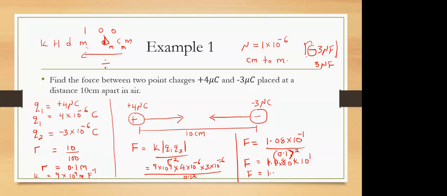So now, never round off from your calculator first. Whenever you get a value that needs rounding off, at least first write it to 3 decimal places before you round off. So now that means that our force is going to be 10.8 newtons. I don't know whether we have got that.